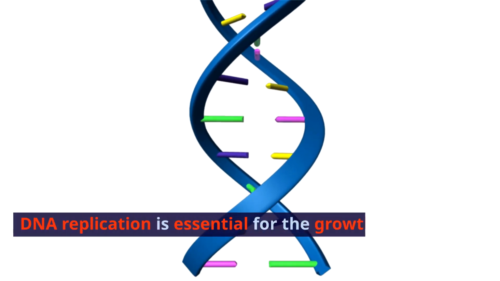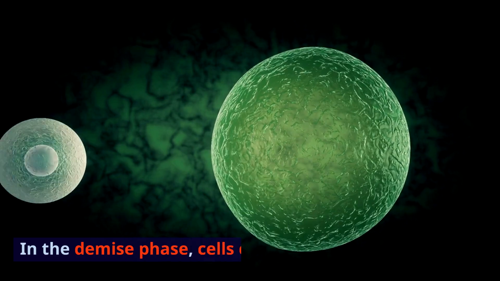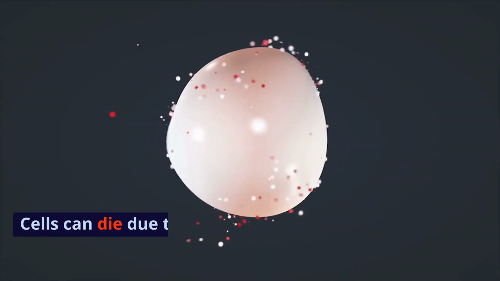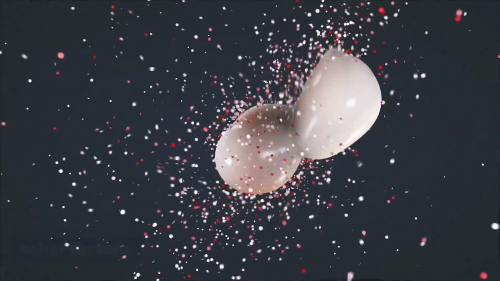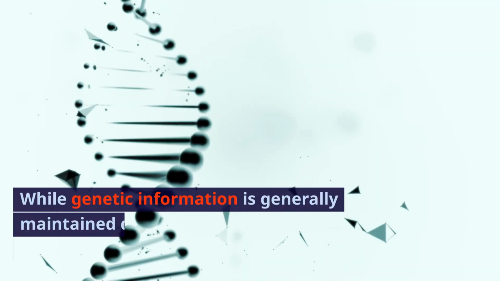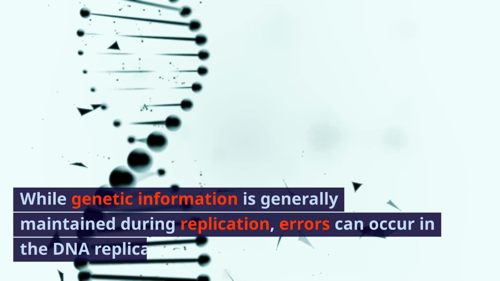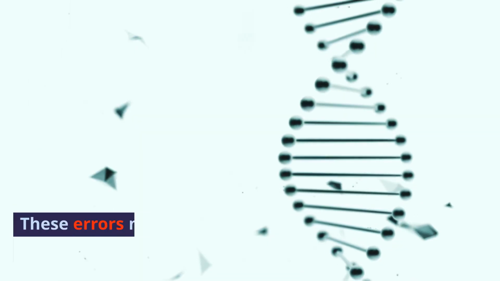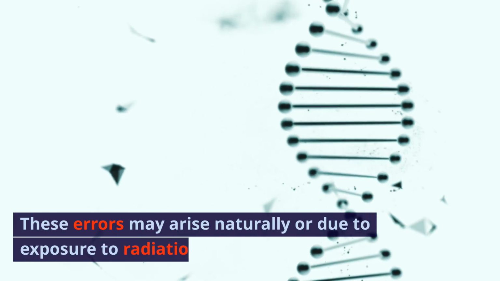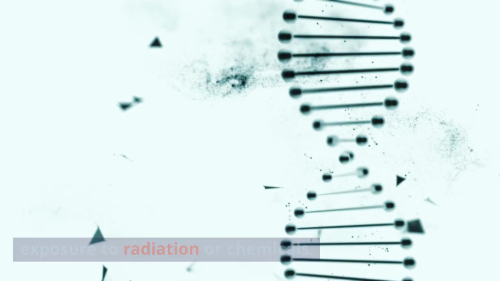DNA replication is essential for the growth and division of cells. In the demise phase, cells die. Cells can die due to aging, damage, diseases, and other factors. While genetic information is generally maintained during replication, errors can occur in the DNA replication process. These errors may arise naturally or due to exposure to radiation or chemicals.